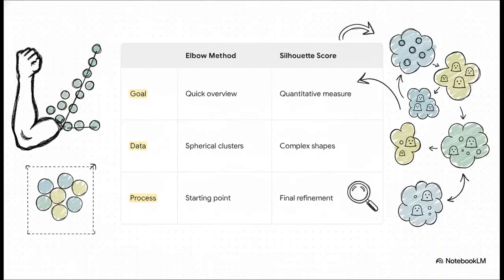So, which one do you use? Well, the pro move is to use them together, like a team. Start with the elbow method. It gives you a great visual, a ballpark estimate for where k should be. Then, once you have a smaller range of options, you use the more precise silhouette score to zoom in and make your final confident decision.